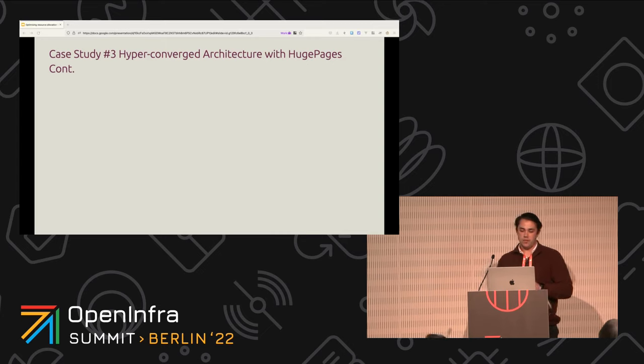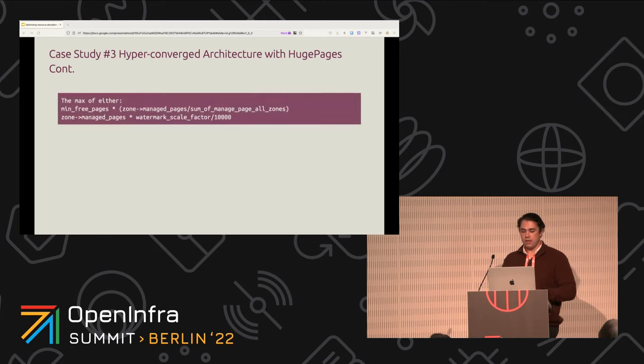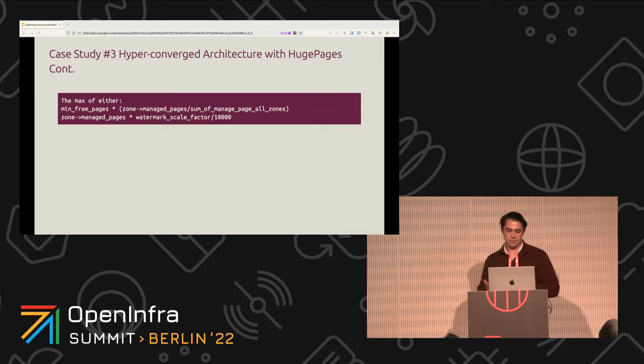So investigating /proc/zoneinfo yielded some inconsistencies with calculating min, low, and high watermarks, those watermarks that we were referring to earlier. The gap between min, low, and high is calculated with the max of either one of these formulas: min free pages times the zone managed pages divided by the sum of managed pages of all zones, or zone managed pages times watermark scale factor divided by 10,000.